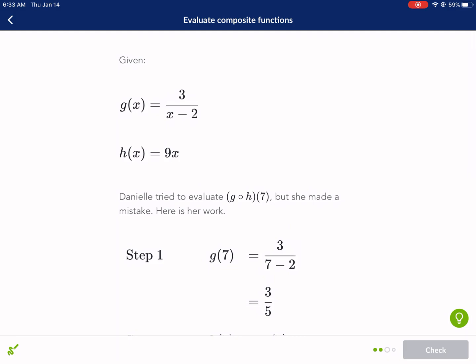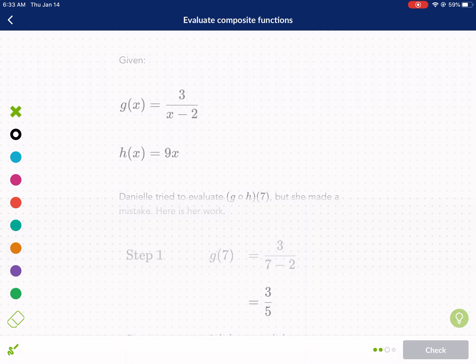Ooh, we have a little process here. Danielle tried to evaluate g of h of 7. Which one is the inner? Which one's the outer? Okay, I gave you time to respond. If not, you can pause it now. Okay, this one's our inner. G is our outer. Why? Because the h is closer to the 7. So g is our outer, and h is our inner. So we're going to do the inner first.